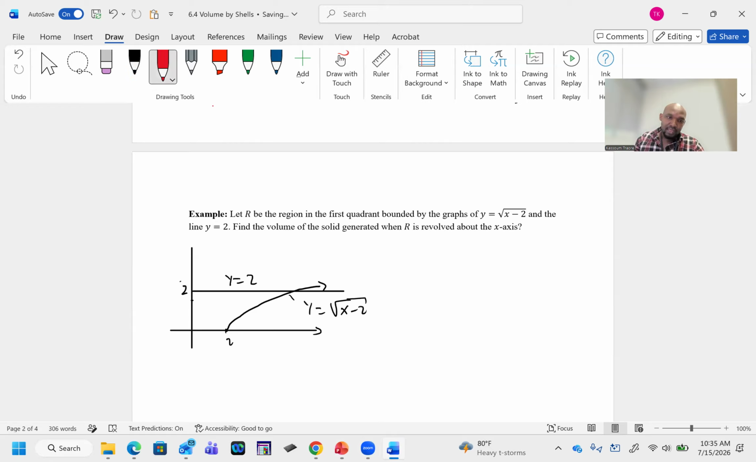So this region will be my R. And what is the radius? In this case, the radius will be y, right? So you see, this is the interval of integration, because it's about the y from 0 to 2. And to find this point, it's easy. You solve 2 equals the square root of x minus 2, you square, 4. So this point is (6, 2).